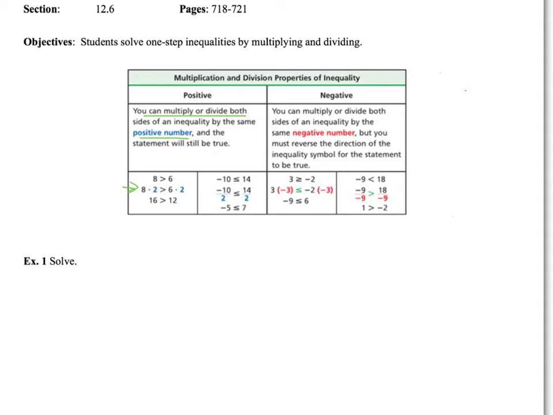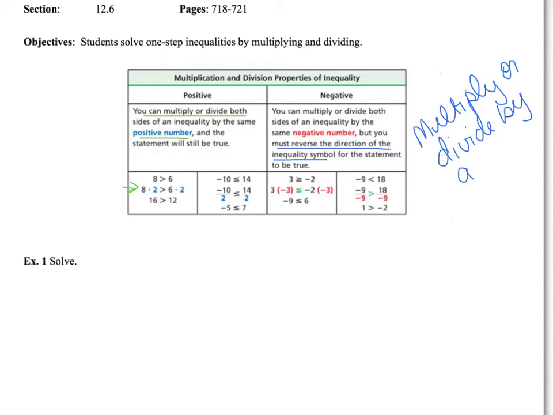However, when you're multiplying or dividing by a negative number, you can do that. The only thing is you must reverse the direction of the inequality symbol. So when you multiply or divide by a negative number, flip the inequality. And then go like normal. So that's really the only difference.